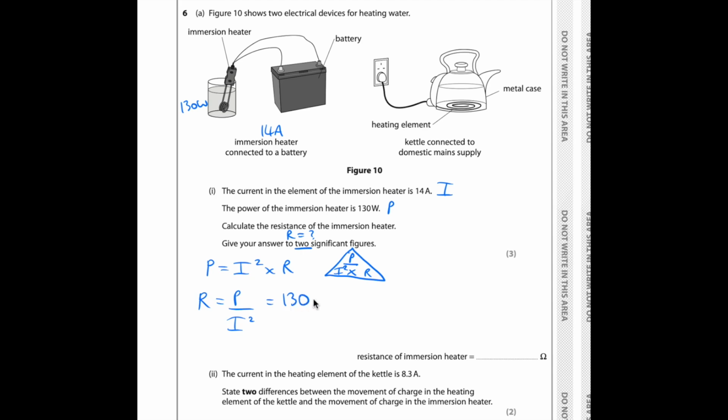So that's 130 watts divided by 14 squared. That's the amps, and that equals 0.663. And it wants it to two significant figures. So 0 is not a significant figure, so there's one significant figure, two significant figures. Does the 3 round the 6 up? No, it does not. So the answer is 0.66 to two significant figures.